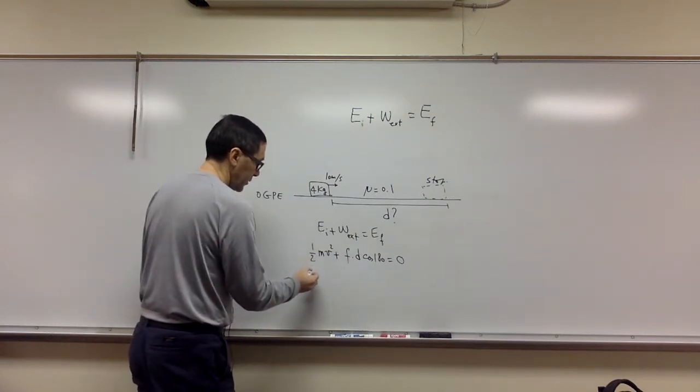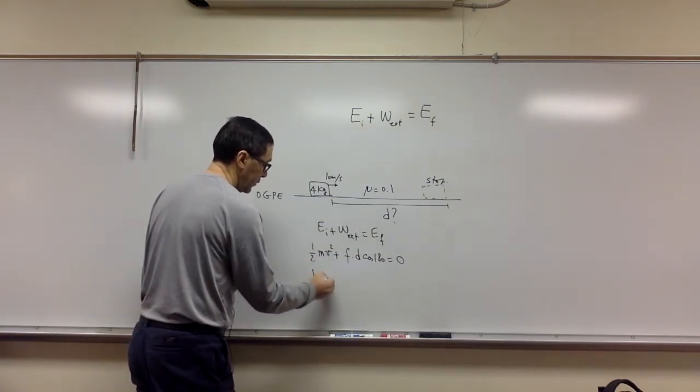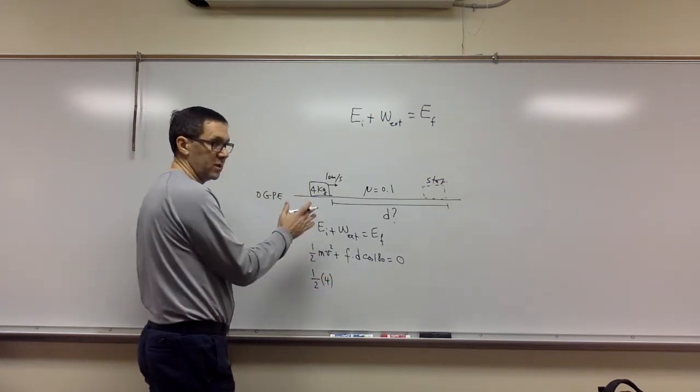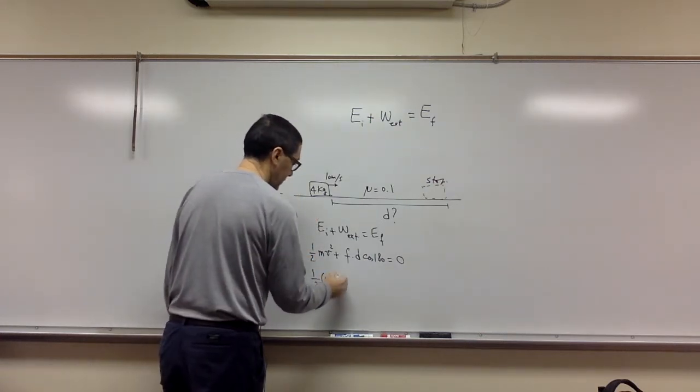All right, so this is going to be 1/2 times 4, and by the way, you could do this without even knowing the mass, but we'll do it with the mass. So 10 squared.